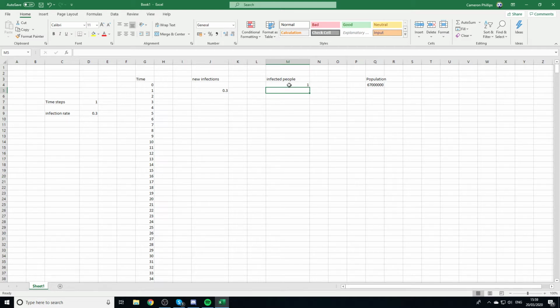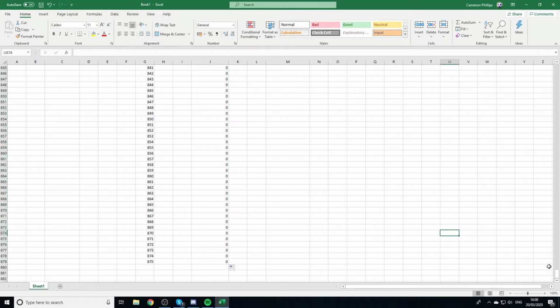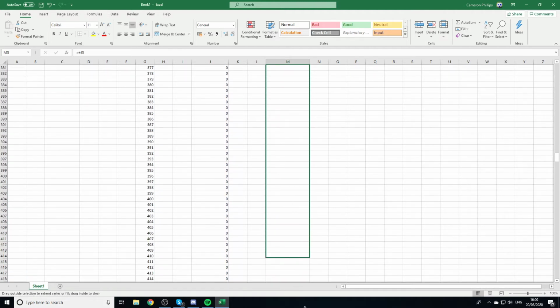So our infected people are what we had here. So we're going to go equals, and we're going to add new infections. So 0.3 people, but we can't have 0.3 people, but it will go through as we get bigger. So let's just copy and paste the new infections down and see what happens. Up to 875 days, and let's just do infected people, copy and paste that down.